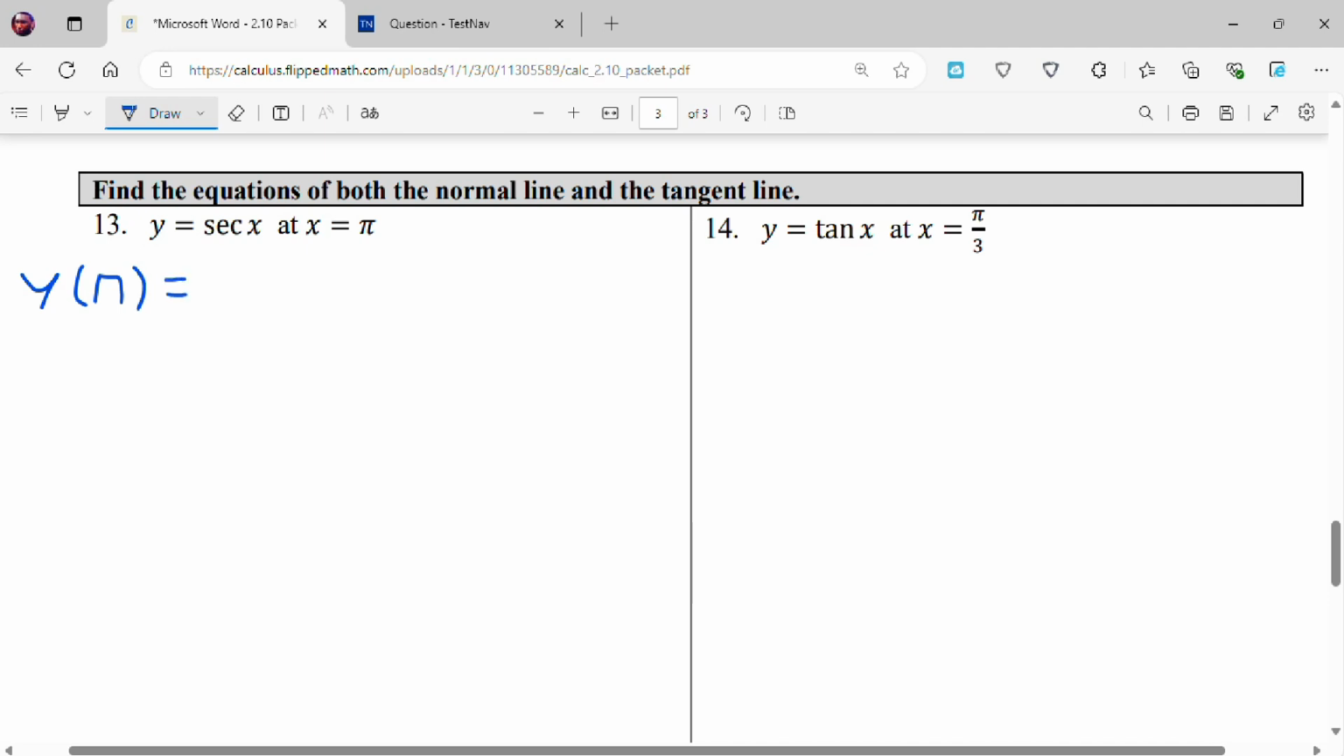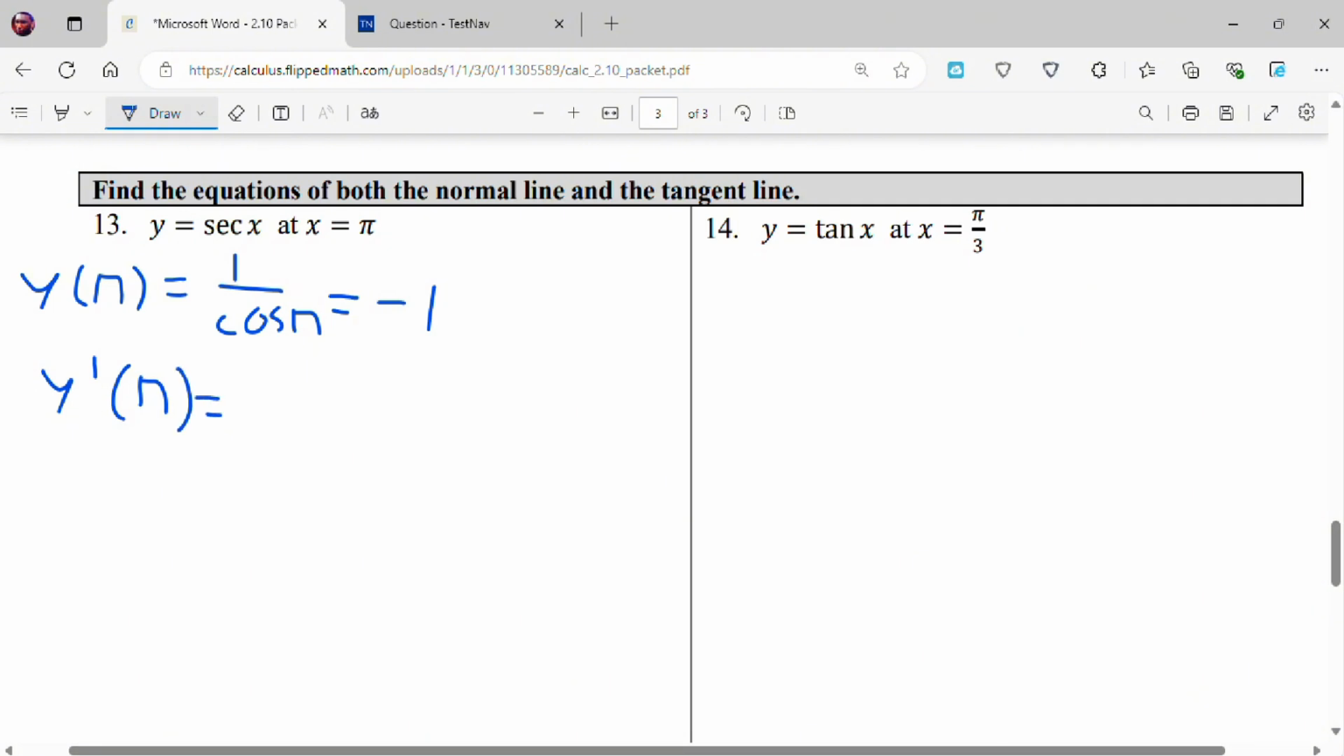And again, we want to try to make things easy for ourselves and write in terms of sine and cosine. So 1 over cosine pi is just going to be -1. Right? Cosine pi is -1, so 1 over -1 is -1. Now we have to find our dy/dx, although I'm not sure if it's better to write it as y prime.